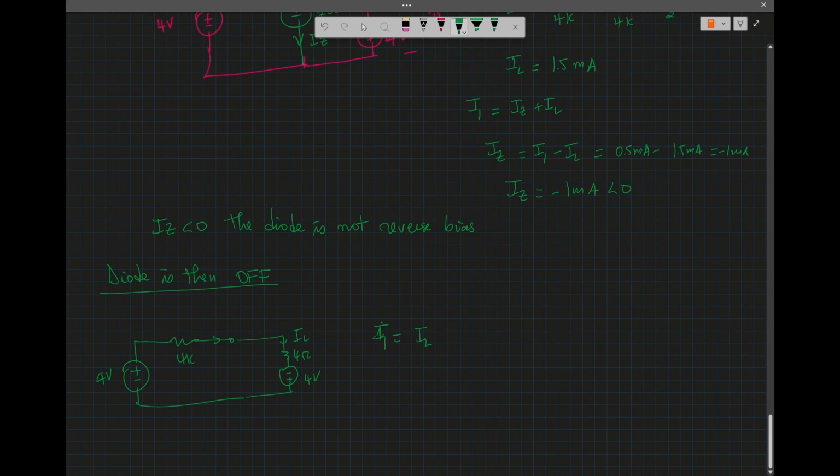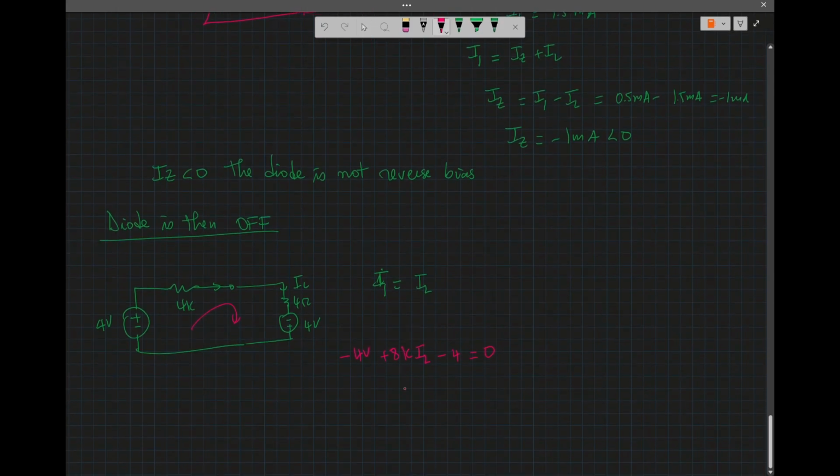So let's write KVL around this loop. So minus 4 volt plus 8K times I load minus 4 equal to 0. So IL equal to 8 volt divided by 8K, which is 1 milliamp. So for this case, IL equal to 1 milliamp equal to I load.